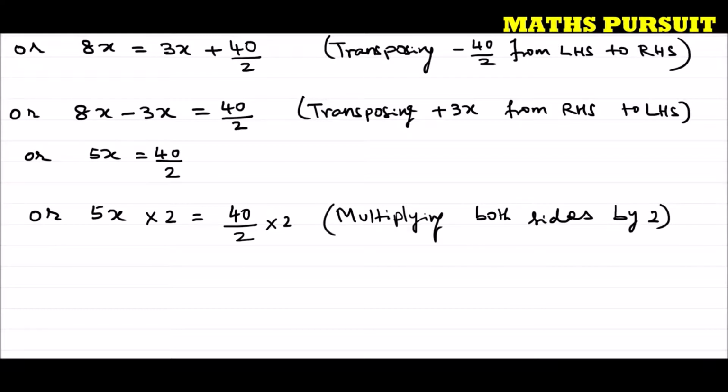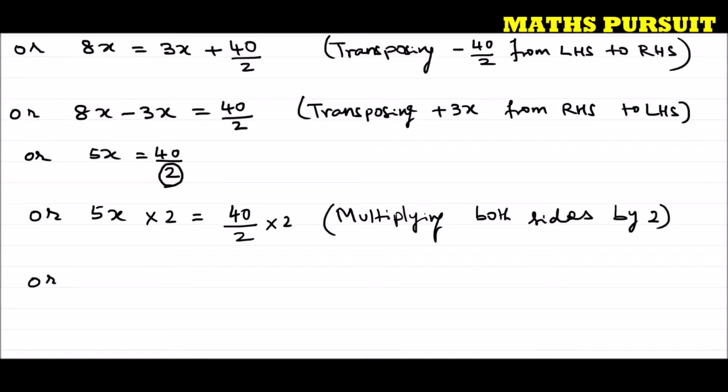I am multiplying both sides by 2 because you could see here there is a 2 in the denominator. I want to remove this 2 from the denominator. If I want to remove this 2 from the denominator, I need to multiply the right side of the equation by 2. If I am multiplying something to the right side of the equation, I should also multiply the same thing to the left side of the equation. For that reason, I have multiplied 2 to both sides of the equation.